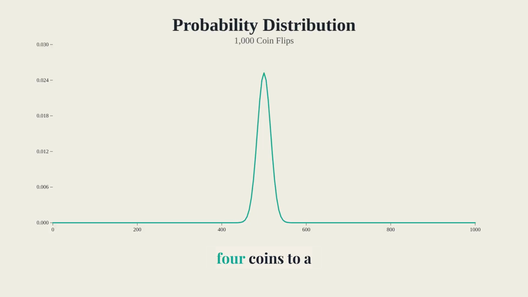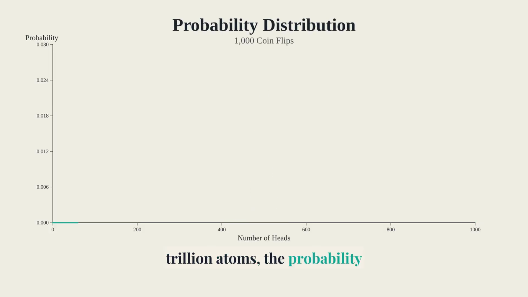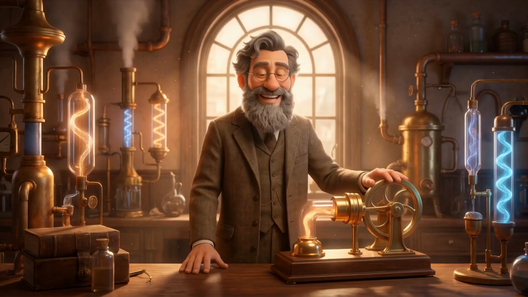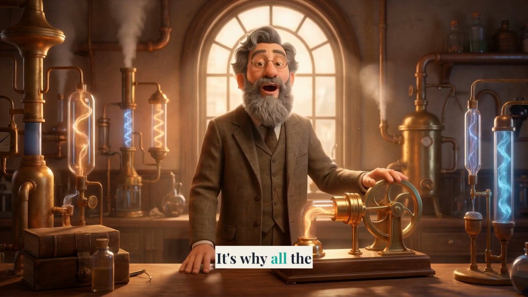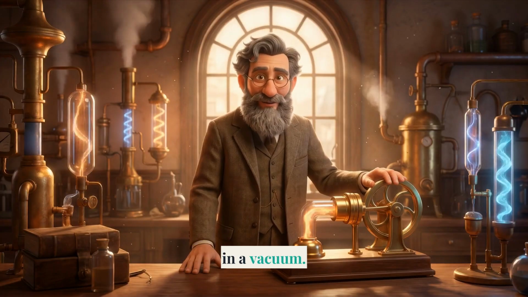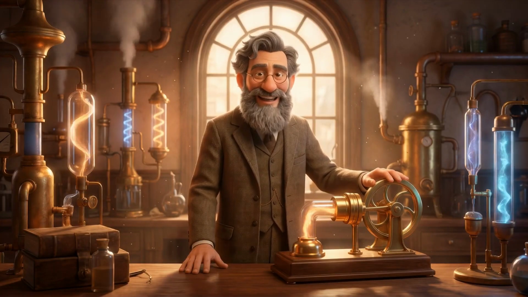As we scale from 4 coins to 1 trillion atoms, the probability of seeing anything other than the average state becomes practically zero. Order emerges from sheer numbers. This is the law of large numbers. It's why all the air in your room doesn't suddenly rush into one corner, leaving you in a vacuum. It's possible, but statistically, it will never happen.